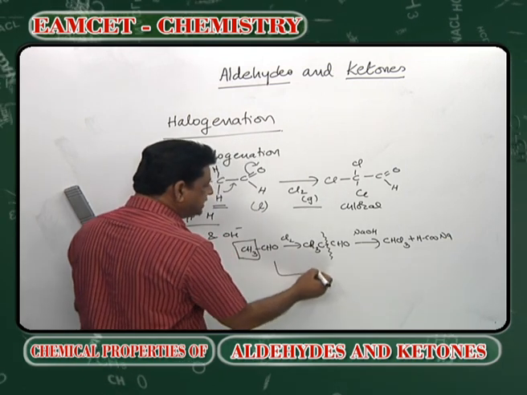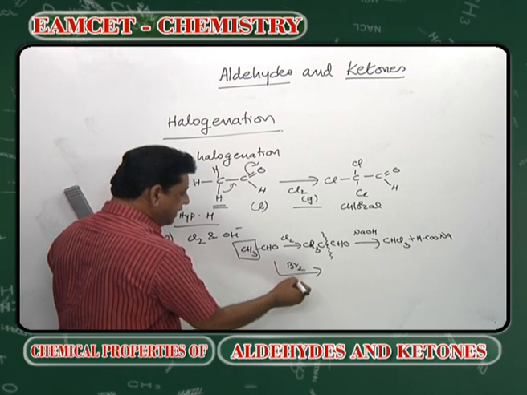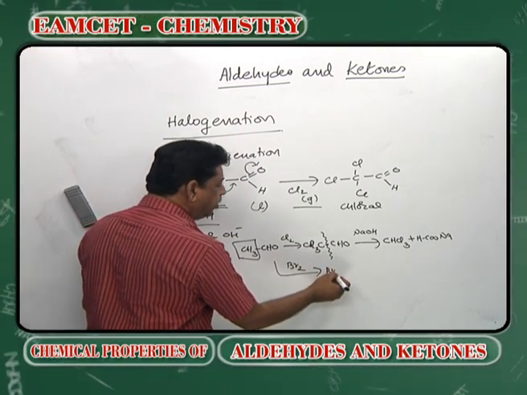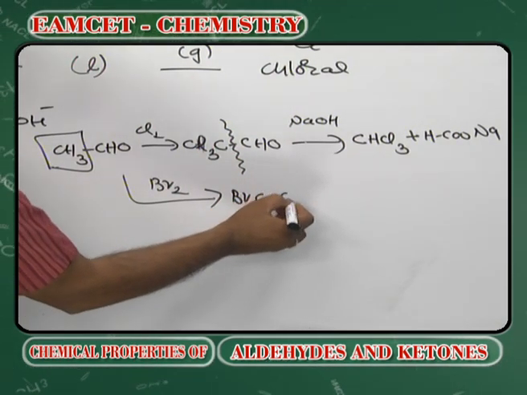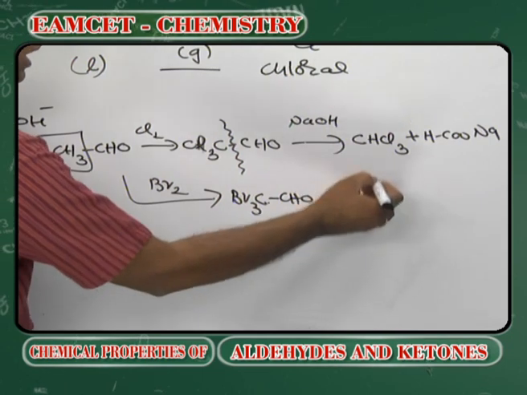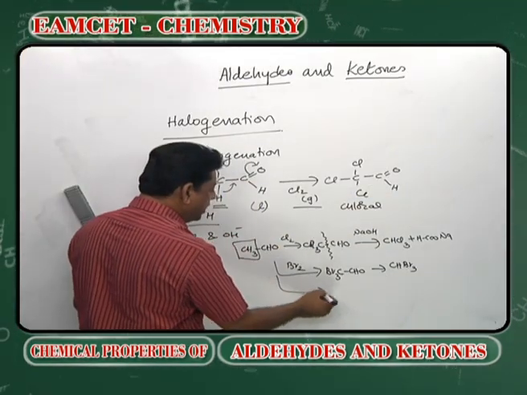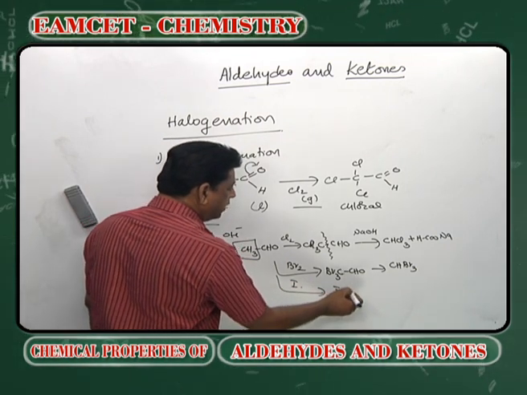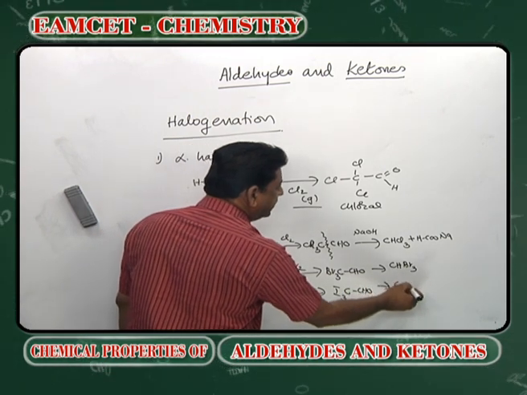In fact, if the reaction is carried out with bromine followed by the base, or bromine and base is used, first bromal will be formed. A tribromoacetaldehyde is formed, which on hydrolysis will give CHBr3. If iodine is used, you will get triiodoacetaldehyde followed by CHI3, the iodoform, is formed.